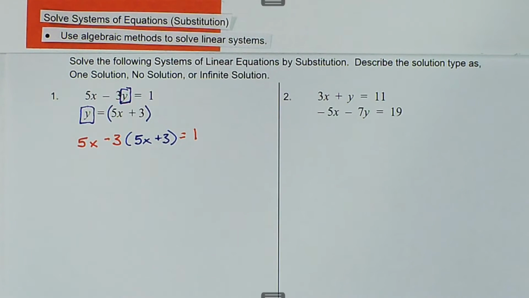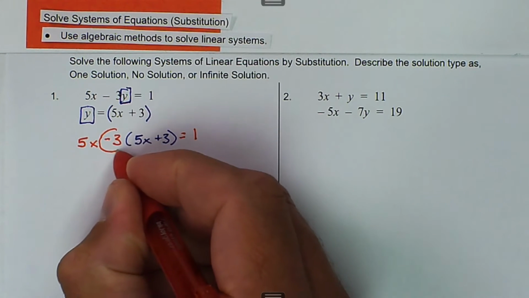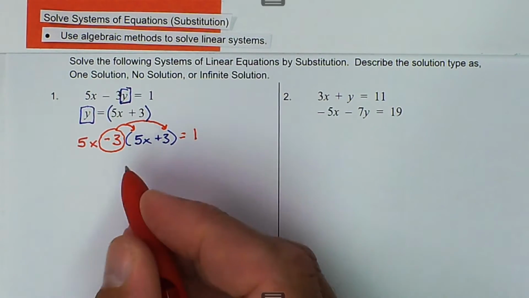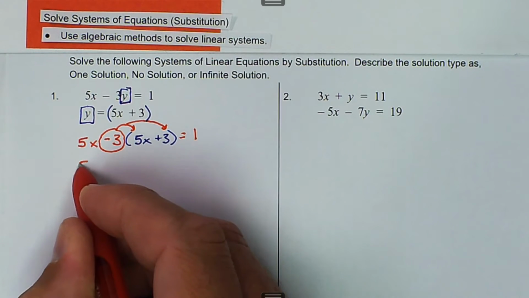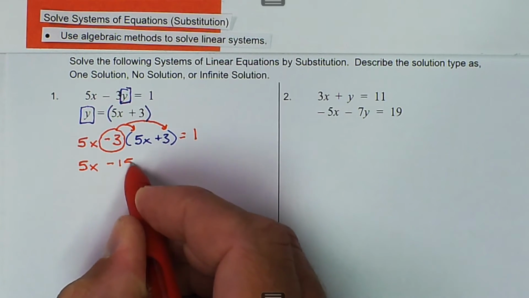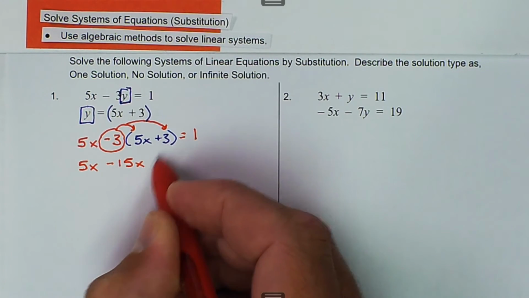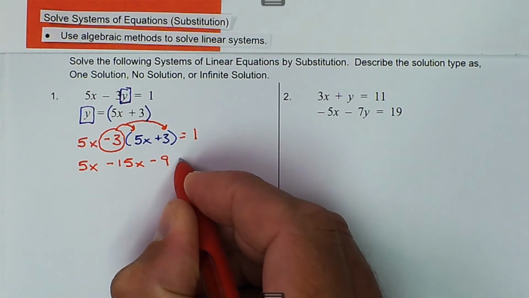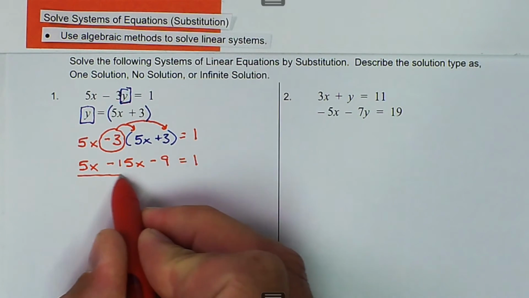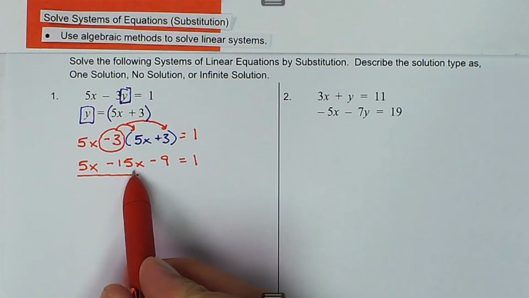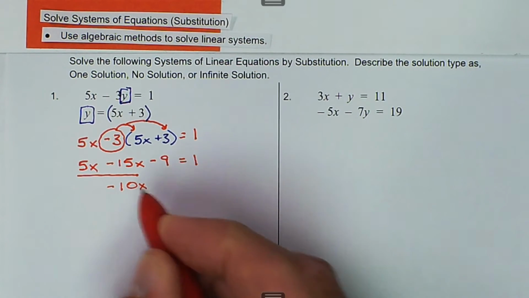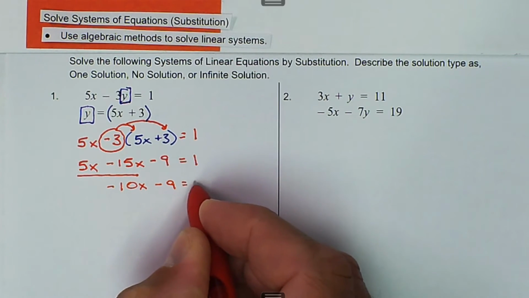So the first thing we want to do is take our -3 and distribute it into our parentheses here. I'm just going to bring the 5x down. -3 times 5x is -15x. -3 times 3 is -9. And we still have the 1. Now here we have an x and an x, so we can combine those like terms, and we end up with -10x minus 9 equals 1.